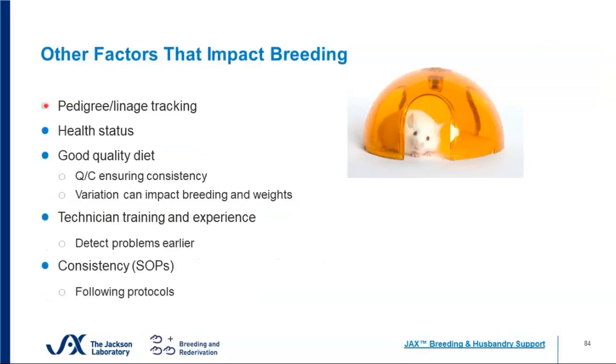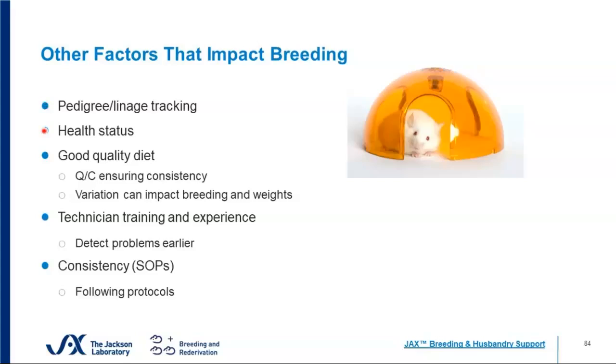Some other factors that can impact the consistency of your breeding performance: good pedigree and lineage tracking, so you know which mice were the parents of which other mice and how they're related. So if any spontaneous mutation arises in your colony that gives some sort of unusual phenotype that you want out, if you know how they're related, you can get that mutation out of your colony easier.